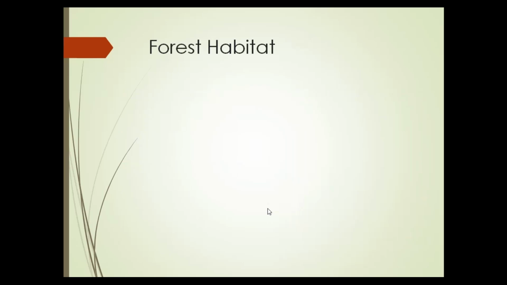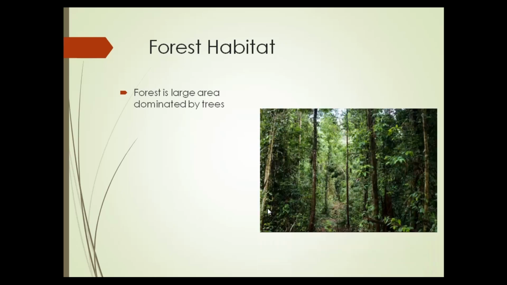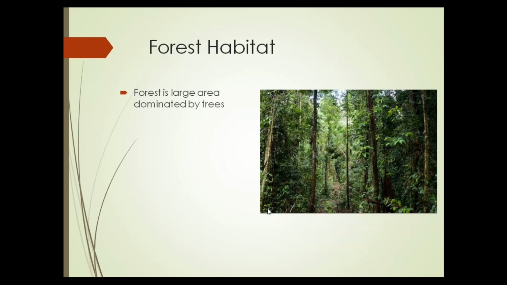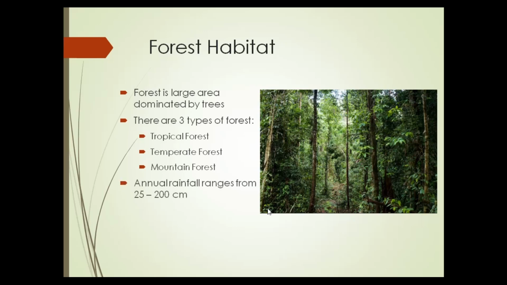Now, let us see about forest habitat. Forest is a large area dominated by trees. Look at the picture. Large amount of trees grow in this area. There are three types of forest: tropical forest, temperate forest and mountain forest, depending upon the place where the forests are. The annual rainfall here ranges anywhere from 25 to 200 centimeters.